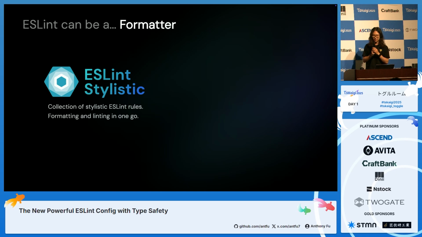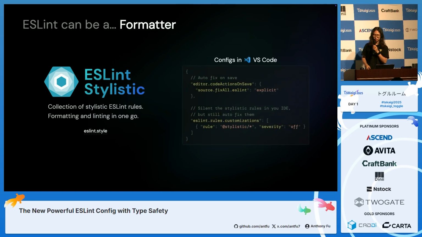It's gathering all the stylistic rules for JavaScript, TypeScript, and JSX into a single organization and making a community to keep maintaining them. As I see it, ESLint as a formatter is much more flexible and customizable than Prettier due to ESLint's pluggable nature. So if you're using VS Code, you can have editor.codeActionsOnSave set to unsafe to auto-fix the ESLint errors. And you can also have an interesting setting called eslint.rules.customizations to silence those specific rules based on your configuration.